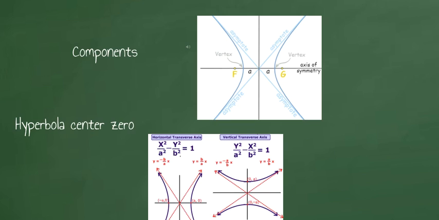You can see two different types of hyperbola: the hyperbola centered at zero that is horizontal, and the hyperbola centered at zero that is vertical. A hyperbola with a positive x is horizontal and a hyperbola with a positive y is vertical. The middle separates the branches of the hyperbola.